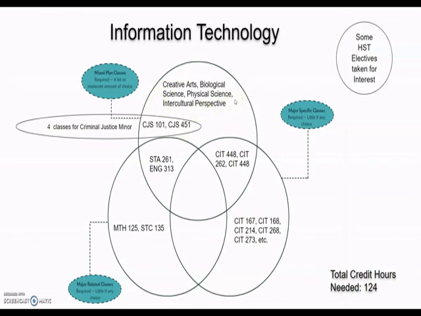All of the other ones are set out in their other requirements for either their minor or their CIT major. So this student can choose from the list for creative arts, biological science, physical science, and intercultural perspectives. Also note this student was very interested in history, though they didn't want to do a history minor because they thought they would end up taking classes in Oxford, and they didn't want to do that.